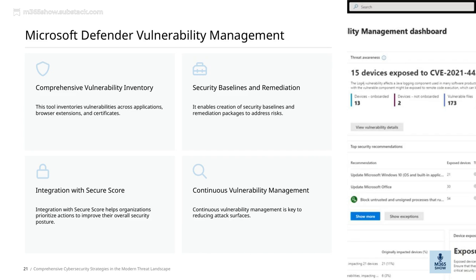It's about being proactive and organized in our response. And finally, the tool provides a comprehensive vulnerability inventory. It scans and inventories vulnerabilities across applications, browser extensions, and certificates, giving us a full picture of potential weaknesses. All of these elements work together to build a robust, proactive cybersecurity strategy that's vital in protecting our environment today.